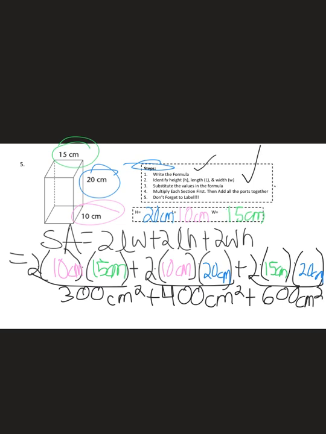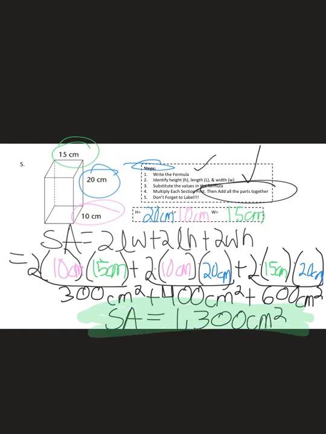And now we're going to add all the parts together like our steps say. So 300 centimeters squared plus 400 centimeters squared plus 600 centimeters squared gives us 1,300 centimeters squared. So our surface area for this problem is 1,300 centimeters squared.